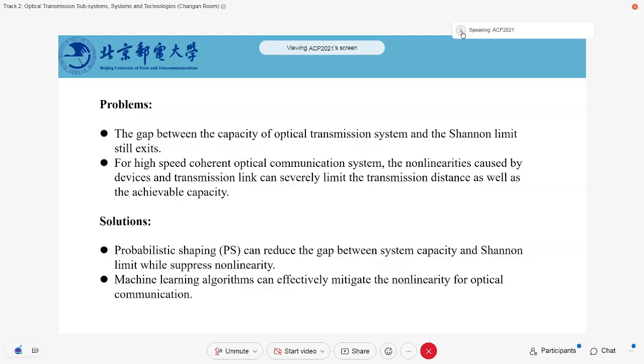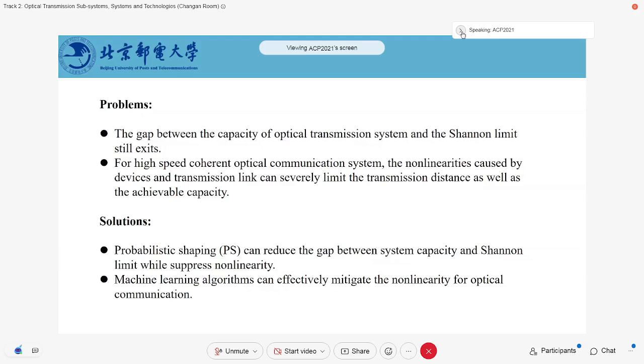However, there are still some problems. On the one hand, the gap between the capacity of optical transmission system and the channel limit still exists. On the other hand, for high-speed coherent optical communication system, the nonlinearity caused by devices and transmission link can severely limit the transmission distance as well as the achievable capacity.